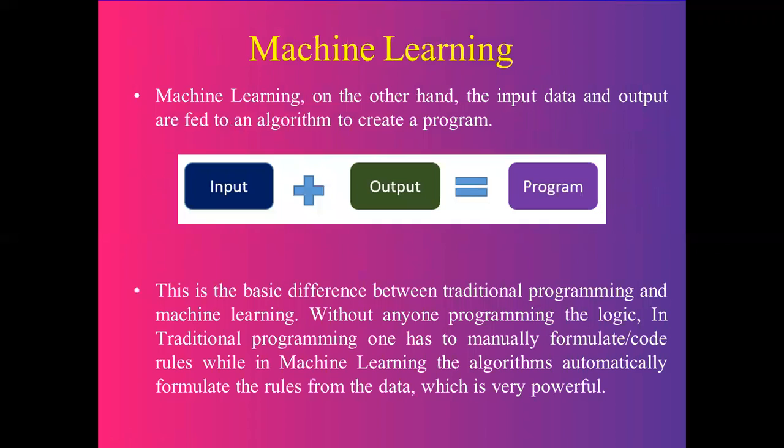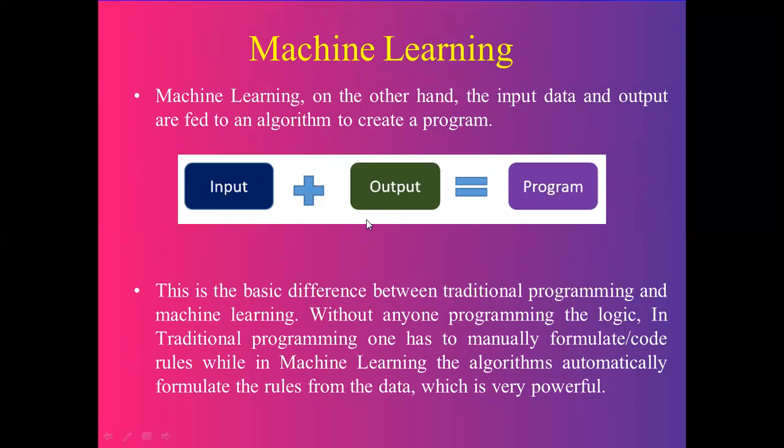And what is machine learning? In machine learning, on the other hand, the input data and output are fed to an algorithm to create a program. For example, suppose we have some data and we know what the output should be. We know what we want if we give this input. What we want in machine learning is the program. By using some techniques, we create that program based on the data. There are several algorithms in machine learning to get that program.